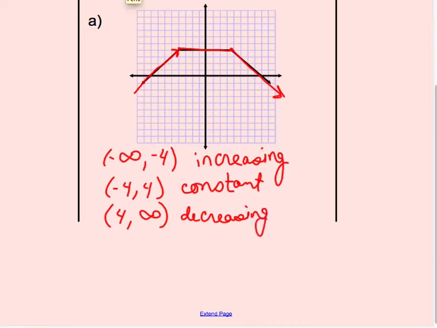Now, because there's nowhere that this graph changes from increasing to decreasing at a single point, there aren't any relative maxima or minima. So if you look at that constant line from negative 4 to 4, you can't call all of those x values a relative maximum. A relative maximum would occur at a single point, not at a range of points. So there's no maxima or minima for this one.